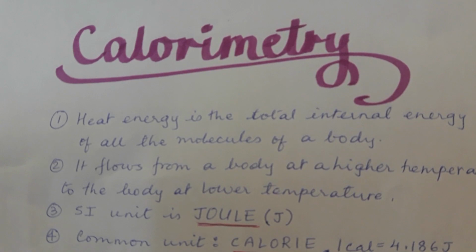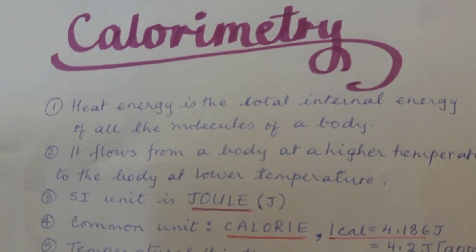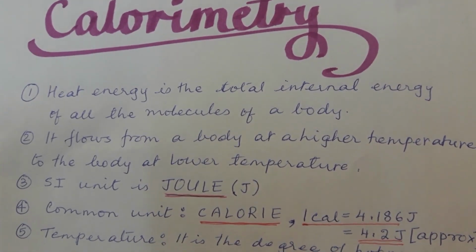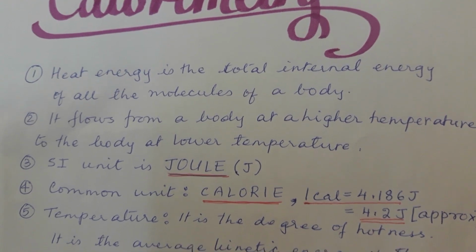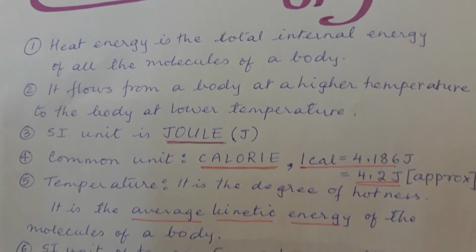Point number 1. Heat energy is the total internal energy of all the molecules of a body. Point number 2. It flows from a body at a higher temperature to the body at a lower temperature. Number 3. SI unit is joule, that is denoted by J.